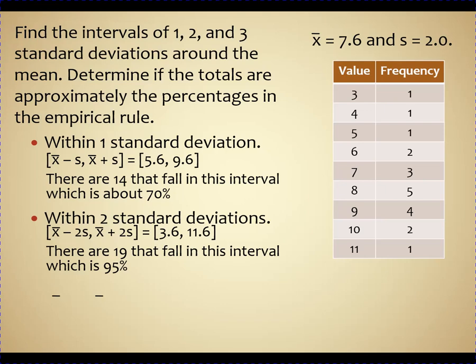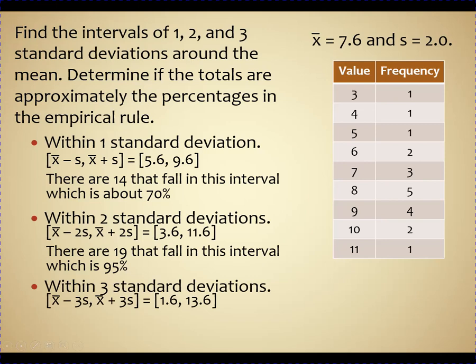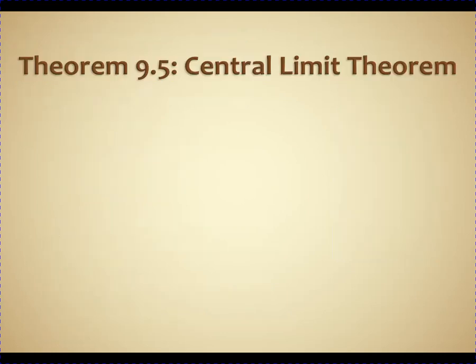And then the last one, within 3 standard deviations, so we want to do 7.6 minus 3 times 2, which was our standard deviation, which gives us 1.6, and 7.6 plus 3 times 2, so 7.6 plus 6 is 13.6. By the empirical rule, 99.7% should lie in that range, and all of them lie in that range, so 100% lie in that range, so that works. So that's the empirical rule, which is important for mound-shaped data.